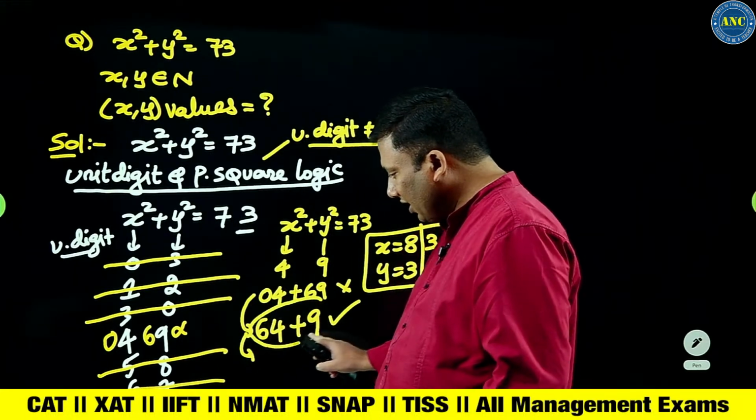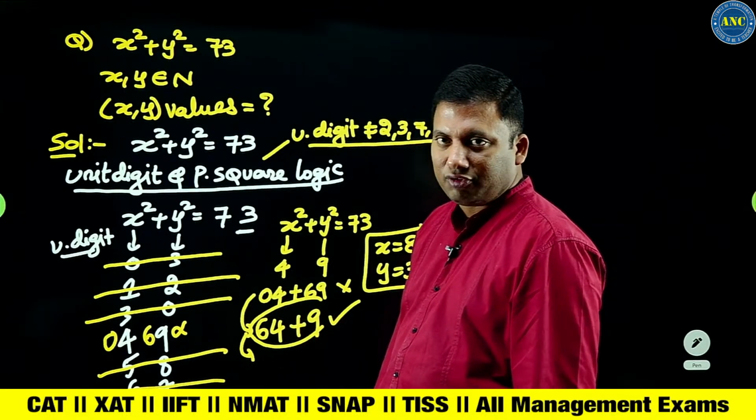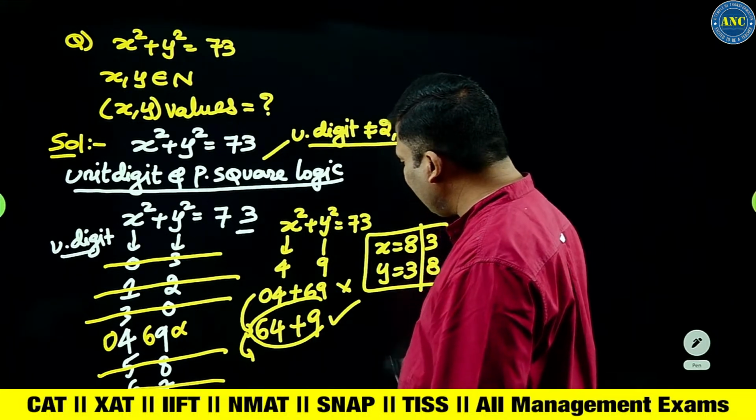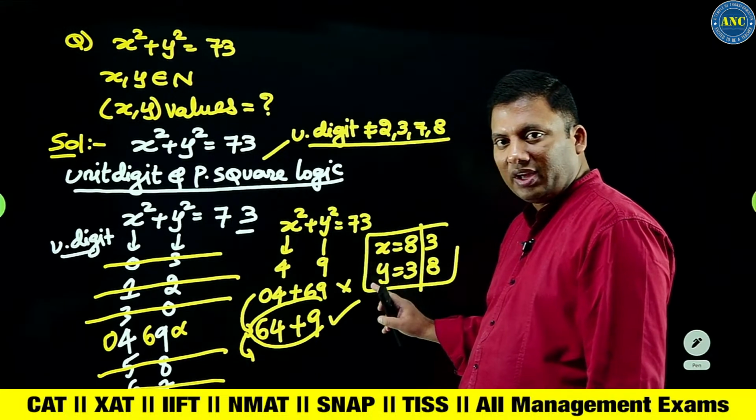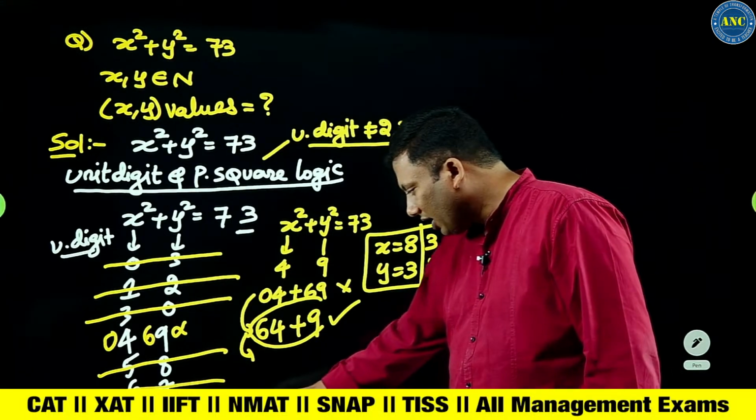This case is satisfying. Reverse also will satisfy. 9 plus 64 also will satisfy. So, which values will x and y take? X can be 8, y can be 3. X can be 3, y can be 8. Concept clear, sir?